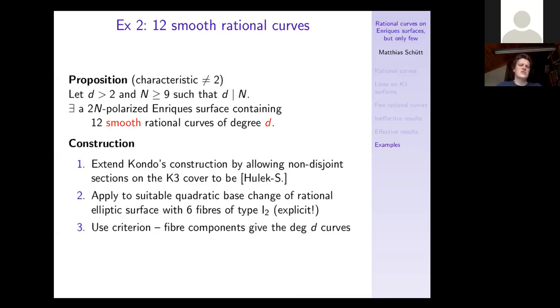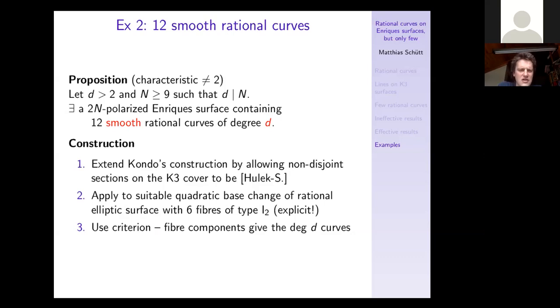The construction is almost the same as Kondo's construction. It's just that you allow the sections on the K3 cover to intersect. Then, as soon as one is the zero section and the other section is anti-invariant for the Enriques involution from the rational elliptic surface, the same construction works out as soon as you make sure that on the two ramified fibers, there's nothing going on.